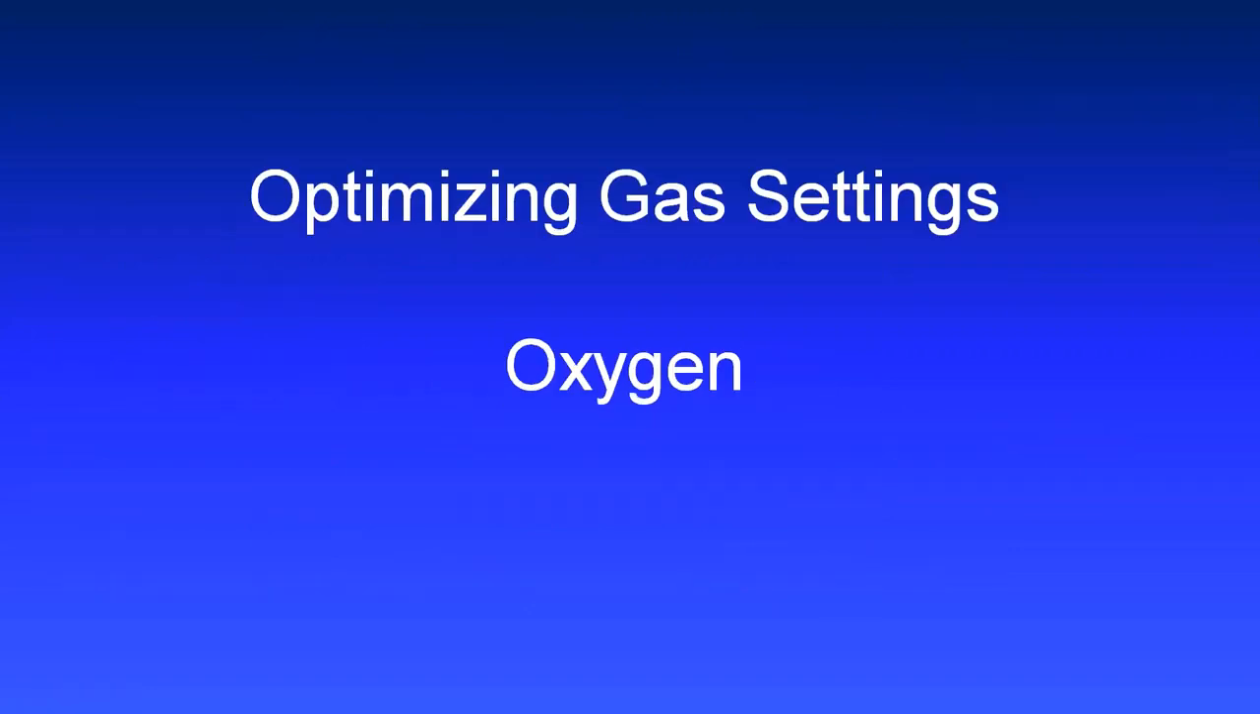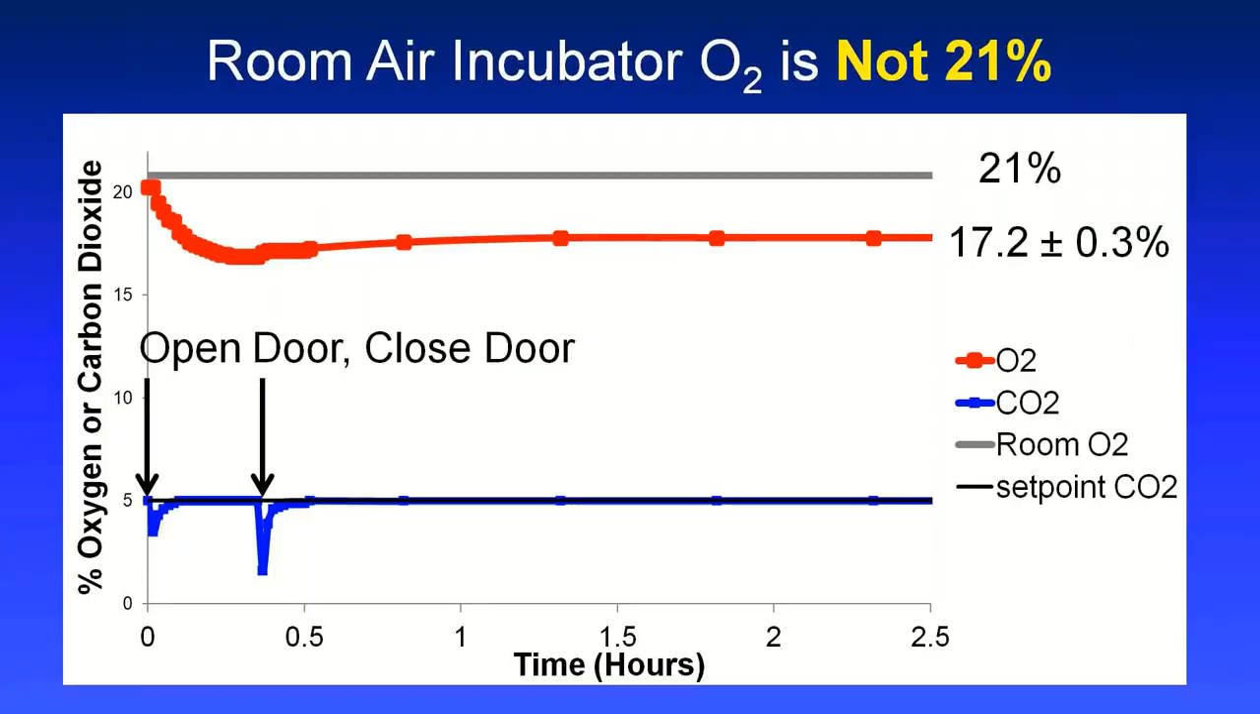So let's talk about oxygen, optimizing gas settings. Now, this is a frequent question I get from customers. Now, I can set my oxygen to anything I want. It's the first time I've been able to do that. What should I set it to? Well, I'll tell you one number that does not make sense at all for anybody's process is 21% oxygen, which is the first thing you might think of. You think, well, I want to set it to be the same as my room air incubator, and room air oxygen should be about 21%, so I'll set it for 21%.